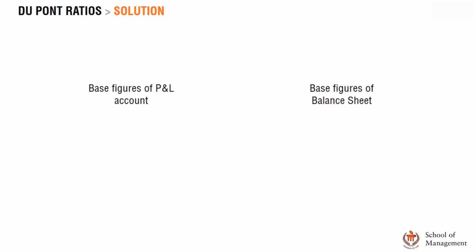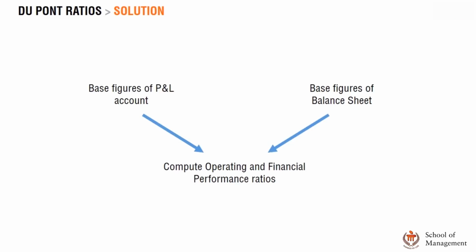We will now pick out from the profit and loss account and the balance sheet of the company the base figures required for computing the above ratios. To recap, there are 5 ratios which you have to compute, and all these ratios will be computed using the figures from the financials of the company.